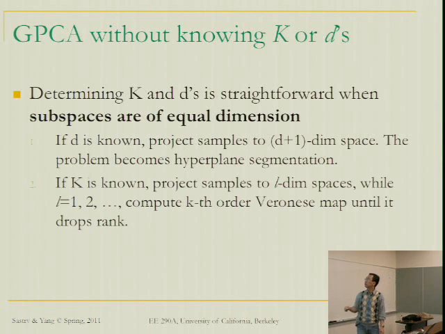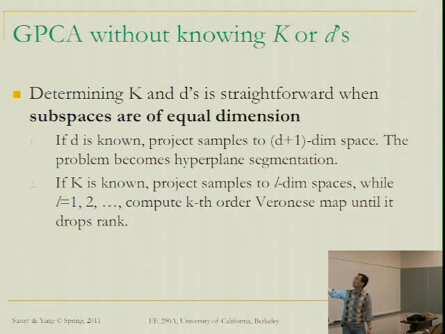So what's the other situation? If K is known, what we can do is project samples. We just need to find the cut where all the subspaces suddenly become hyperplanes. So we project the samples into L-dimensional space, where L equals 1, 2, 3, and so on. Suppose dimension D equals 10. When you project into 1, 2, 3 dimensions, all the samples are going to span the whole space, so you don't see any rank deficiency in the Veronese embedding. Once you reach the magic number of 10, you suddenly see the Veronese embedding matrix drop rank by 1. That actually is the estimation for D.